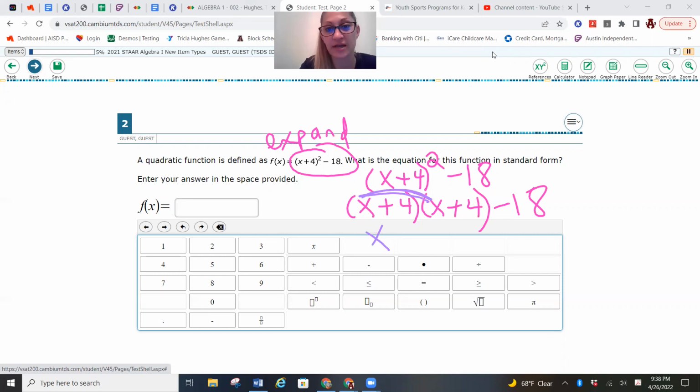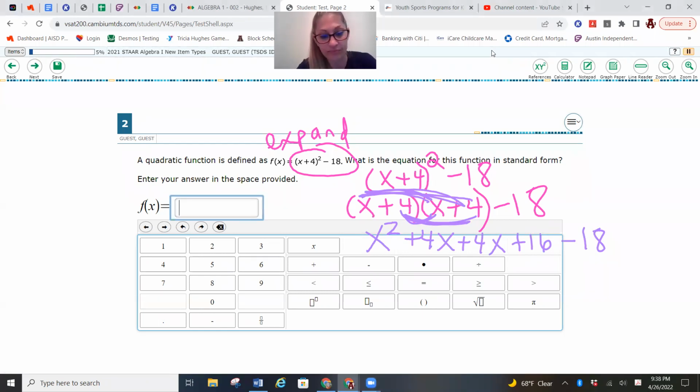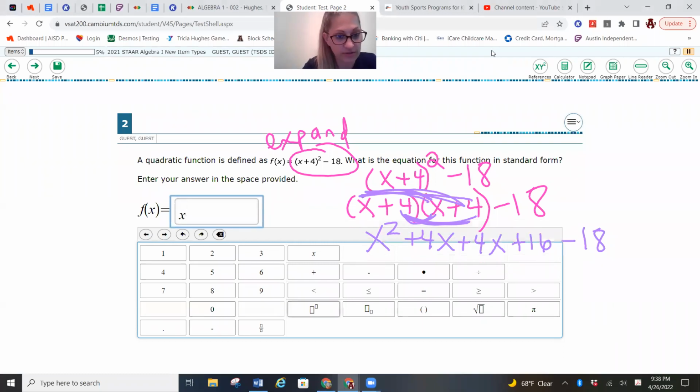X times x is x squared. X times 4 is 4x. 4 times x is another 4x. 4 times 4 is 16. Then do minus 18. So your final answer is x squared, 4x plus 4x is plus 8x, 16 minus 18 is minus 2.